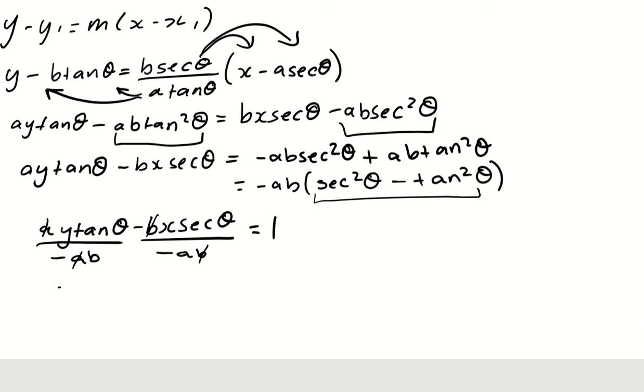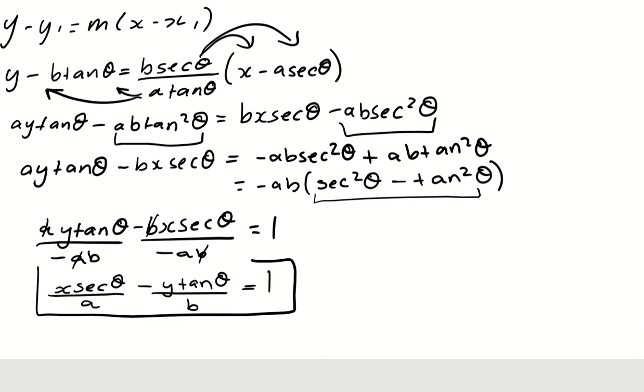So I'm going to have x sec theta on a, this one's the negative now, minus y tan theta on b, and that's equal to 1. And that is the equation of the tangent to a hyperbola. Again, if you want your normal, all you're going to do is sub in the gradient of your normal into where m is and do the exact same thing.